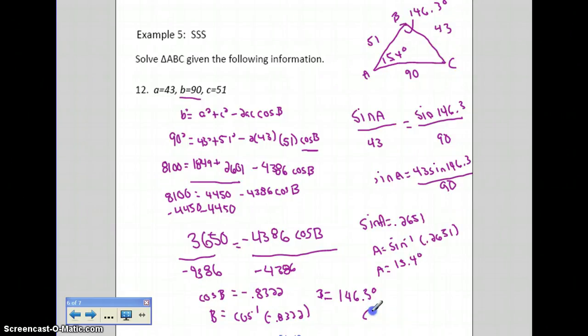Okay? To find C, all I would have to do is take 180. So angle C would equal 180 minus 15.4 minus 146.3. And I get angle C to equal 18.3 degrees. So why don't we have you guys try number 13, and we will talk about that tomorrow.